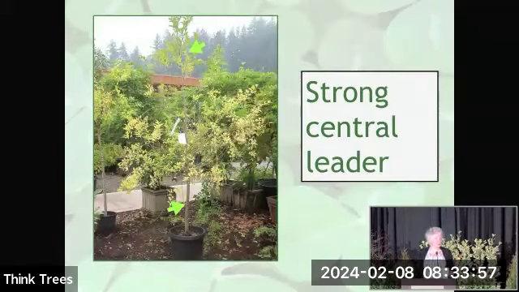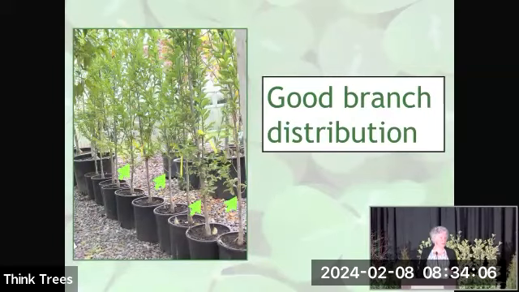So strong central leader, good example of one even in a big pot. So this is actually a pretty decent looking tree for the nursery that I was at. Here's one that does have good branch distribution. You can see all the little branches there.